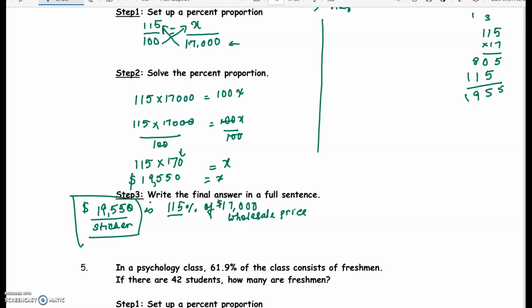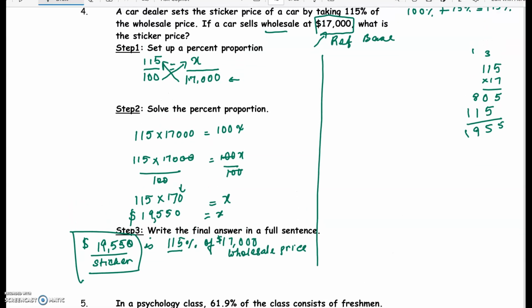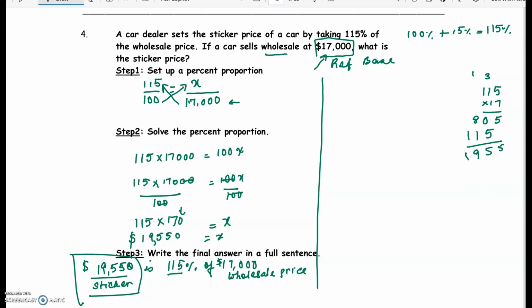Now let's see how we'd set it up as a percent equation. So this is what the question is saying. The sticker price, it's a markup, is 115% of the wholesale price. We don't know the sticker price, we called it X. We know what a percent is. The wholesale price is 17,000.